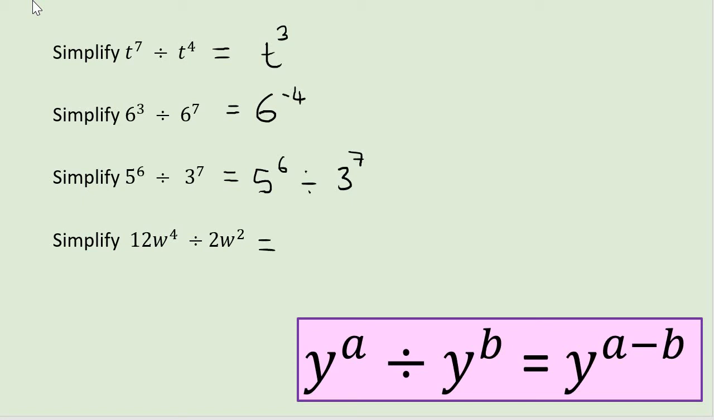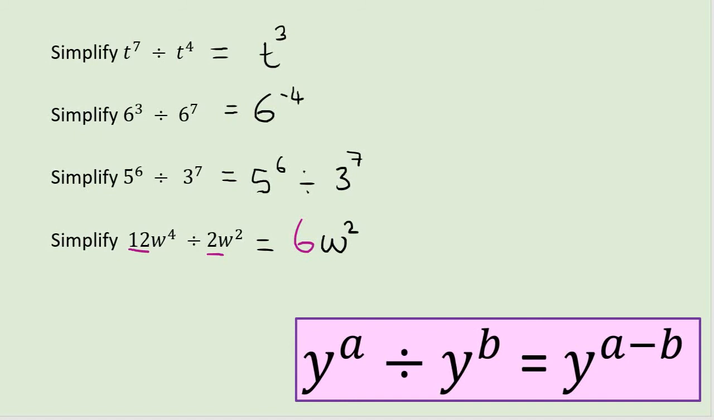And the last one, like with multiplying, we're just going to do the division with the normal numbers, and then we're going to deal with these algebraic expressions. So firstly, we're going to look at 12 and 2, so 12 divided by 2, that's 6. And then we've got w to the 4 divided by w squared. That's going to be w to the 4 take away 2, w squared. Lovely. So that's division. So that's our second law.